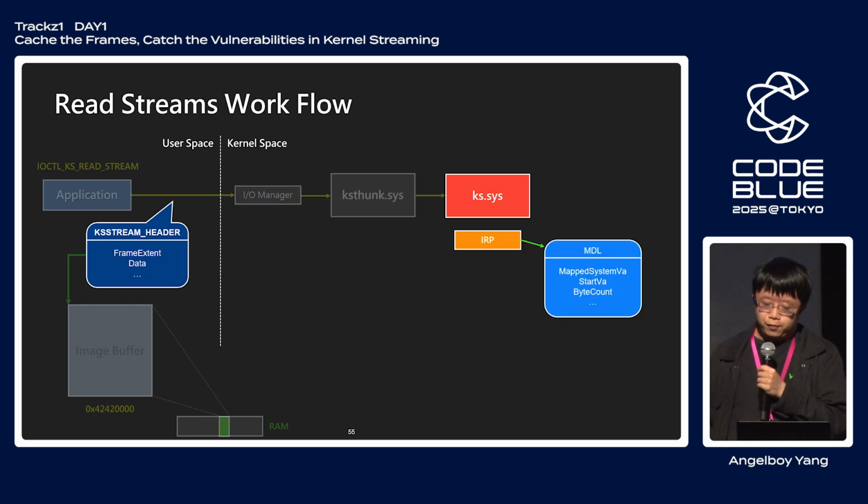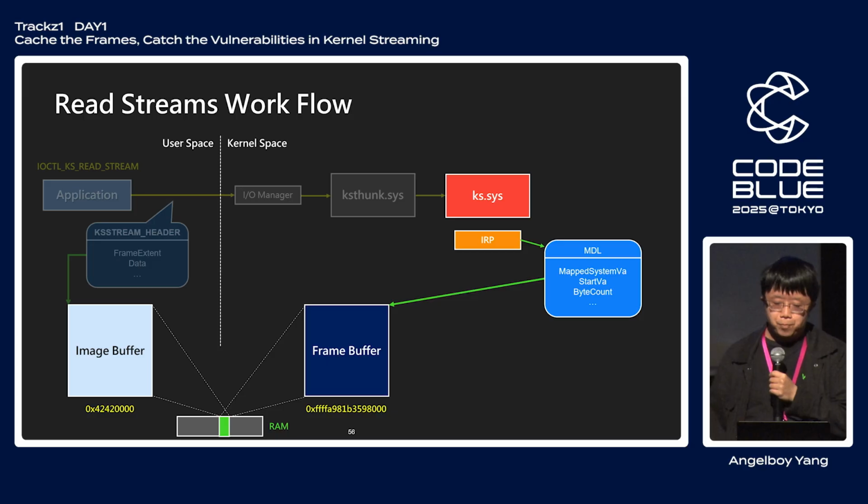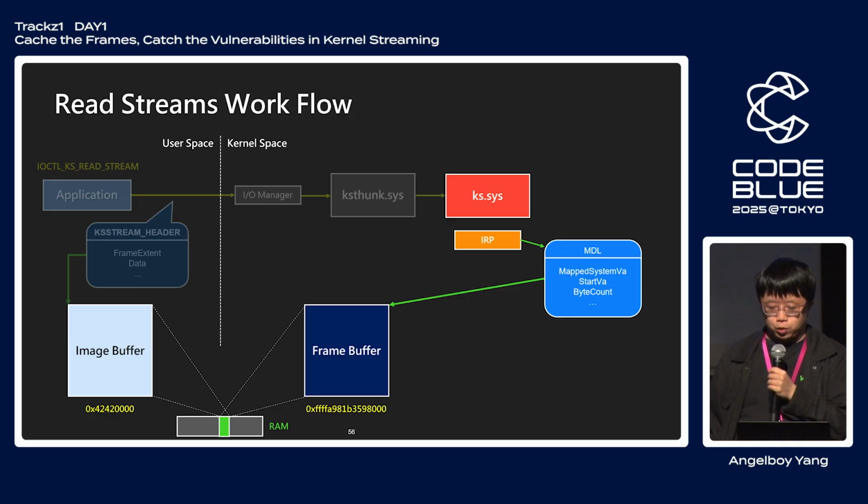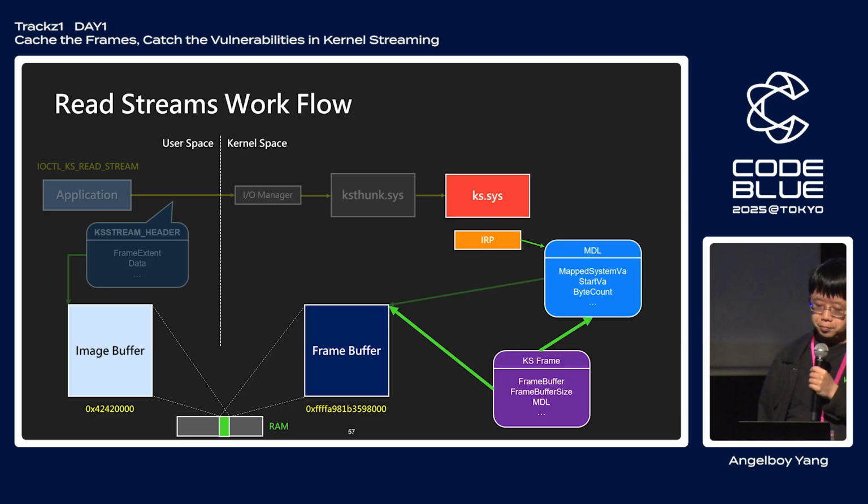Once KS receives the request, it parses the KS stream header, creates an MDL accordingly, and inserts it into the IRP. Next, the user buffer will be mapped into kernel space as the frame buffer according to the MDL. At this point, both the user buffer and the frame buffer point to the same physical memory. Finally, KS allocates a KS frame structure in the kernel, which stores the MDL, the kernel frame buffer pointer, and the buffer size.